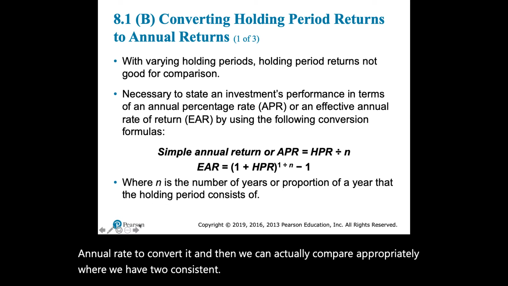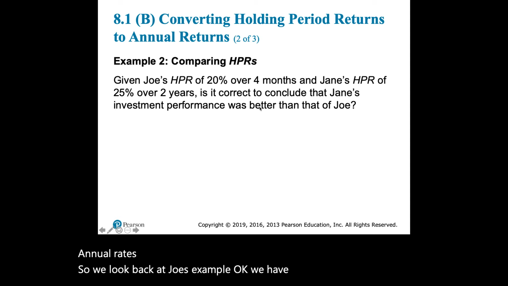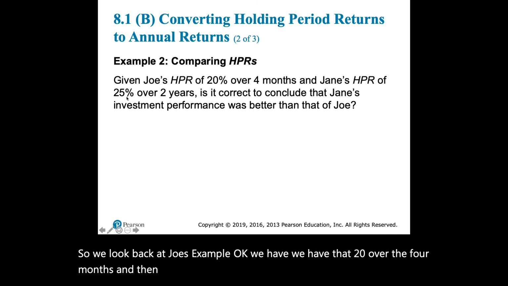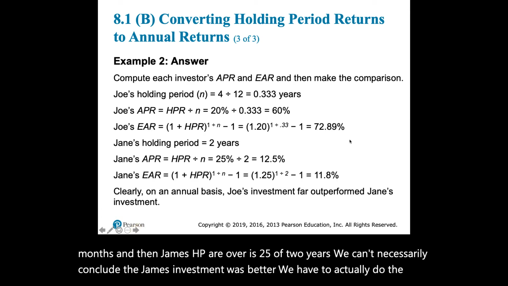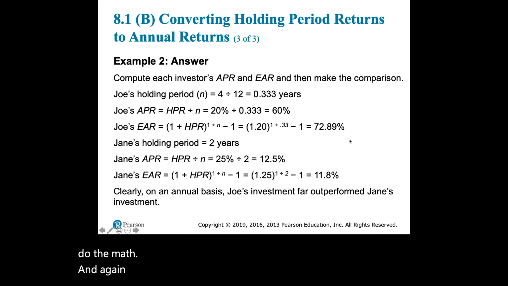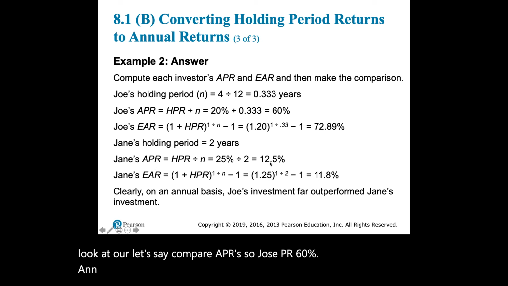If we look back at Joe's example, we have that 20% over the 4 months, and then Jane's HPR is 25% over 2 years. We can't necessarily conclude that Jane's investment was better. We have to actually do the math. Again, don't worry too much about the actual calculations, but if we compare APRs, Joe's APR is 60% and Jane's APR is 12.5%. So actually Joe's investment is better on an annual basis.